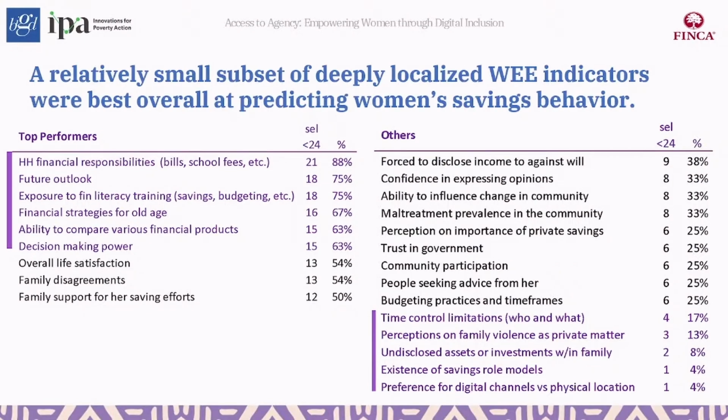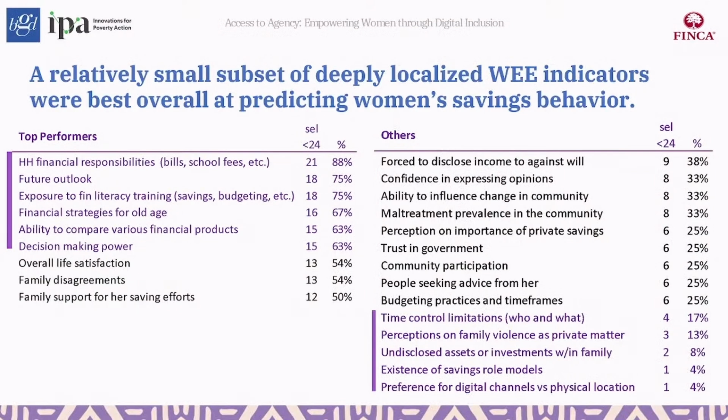And so the top performing five, sorry, I have to move over here a little bit. The number one feature that was selected 21 out of 24 times was household financial responsibilities. And then there were others such as future outlook. In other words, how did the woman describe her economic prospects? The exposure to financial literacy training was a common feature, especially if that training focused on savings.